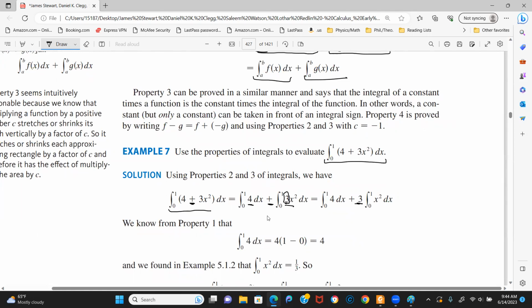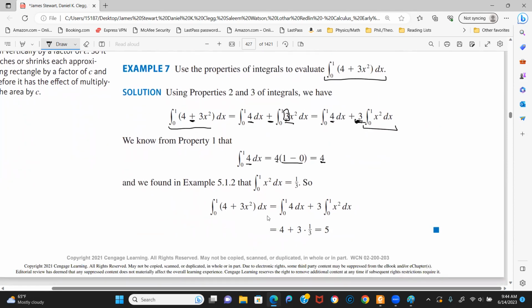And then so now I have this 3 right here. And now when you integrate 4, by property 1, the integral of 4 over this interval is just 4 times the length of it. So it'll just be 4 because the length of the interval from 0 to 1 is 1. And now I have this 3 times this integral, and this integral we calculated in the first lecture, or the previous video. We found that it was equal to 1/3. So overall, we can compute this integral. It'll be this integral plus this integral. It'll be 4 plus 3 times 1/3, so it'll be 5.